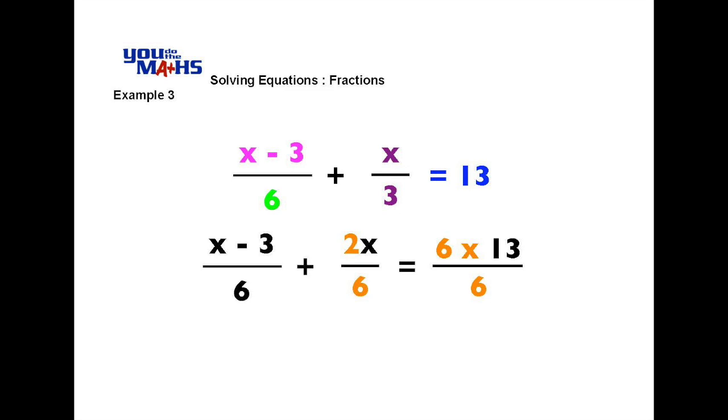Now because the denominators are common all the way through, it's all over 6, we can express the numerators equal to each other. So x minus 3 plus 2x is equal to 78. We then go through and solve that problem. We won't show the whole process here, but we'd collect the like terms, so we get 3x minus 3 equals 78. And when we go through and solve that algebraically, we get x equals 27.